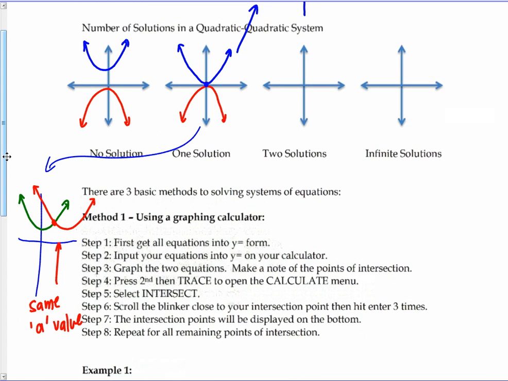Okay, 2 solutions. That one's pretty self-explanatory. It's probably the most common. They intersect twice. And what would infinite solutions be like? Same quadratics. Yeah, they're identical to each other, so they overlap each other. That'd be infinite. So same line.